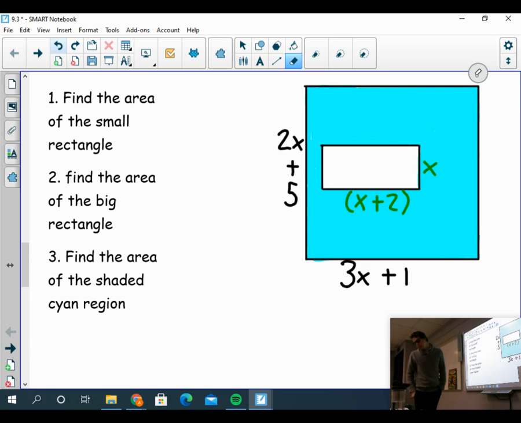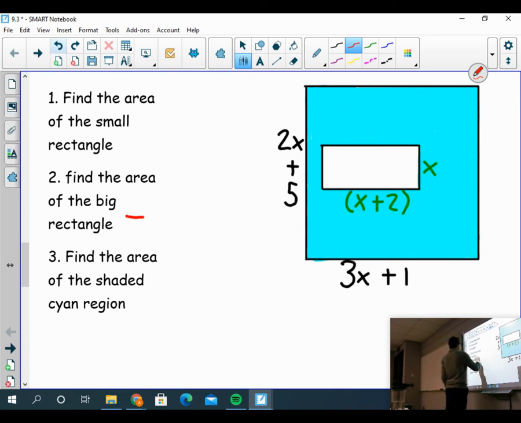Well, hopefully you have given this a chance. You've tried it. And if you found yourself stuck, you're like, man, I really don't know what to do. Let me show you how to find the area of the big rectangle, and maybe that'll open your eyes to how we find the area of the small rectangle. So finding the area of the big rectangle. Well, first of all, how do I find the area of a rectangle?